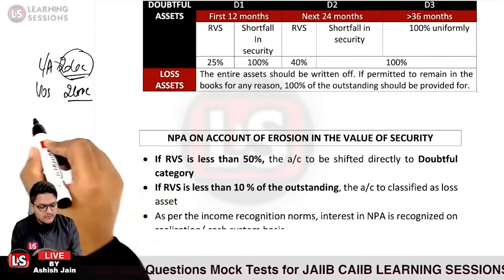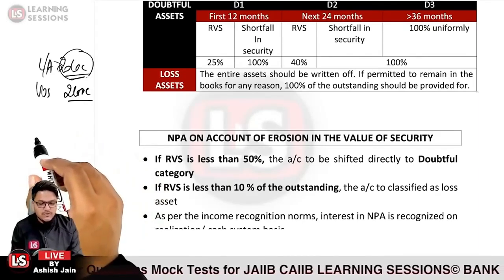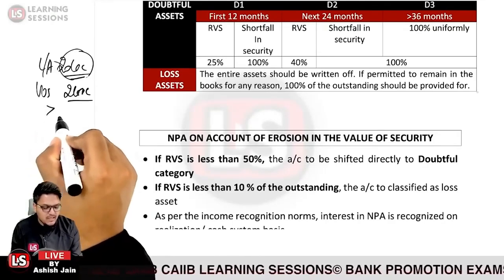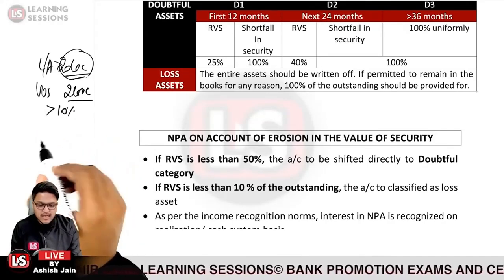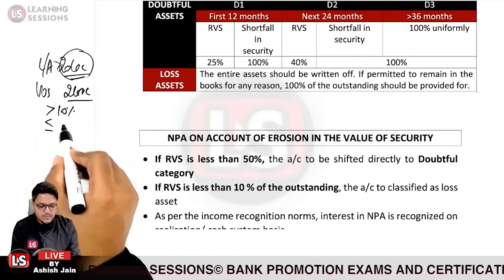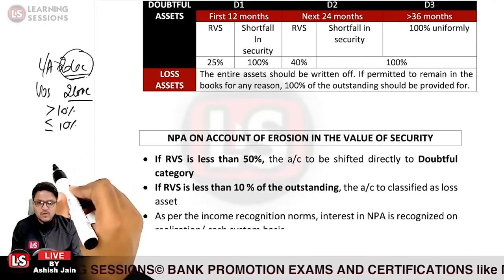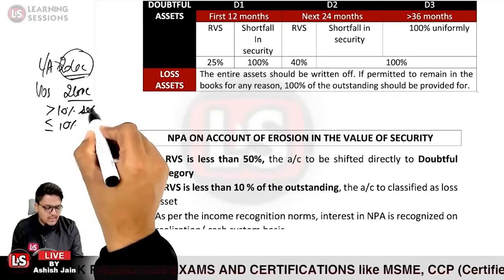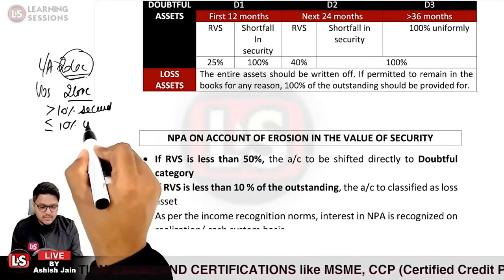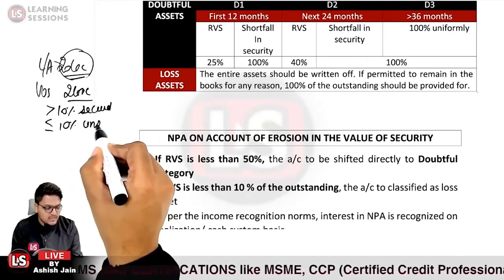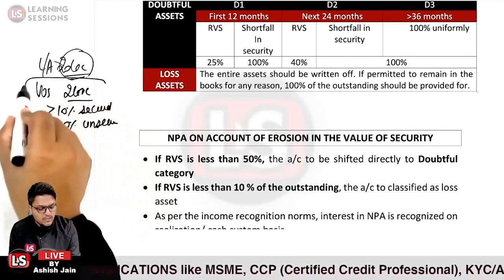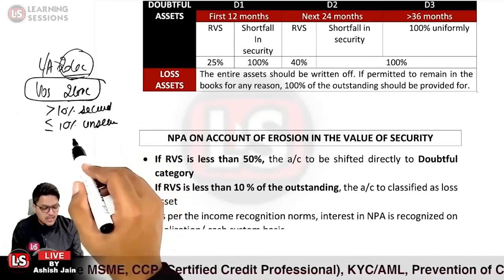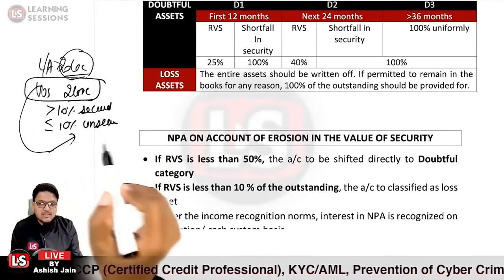I told you that if at the time of the sanction the value of security is greater than 10%, it is a secured loan. And if it is lesser than or equal to 10%, it is an unsecured loan. So if the value of security at the time of sanction is 10% of the amount so sanctioned, it is an unsecured advance.